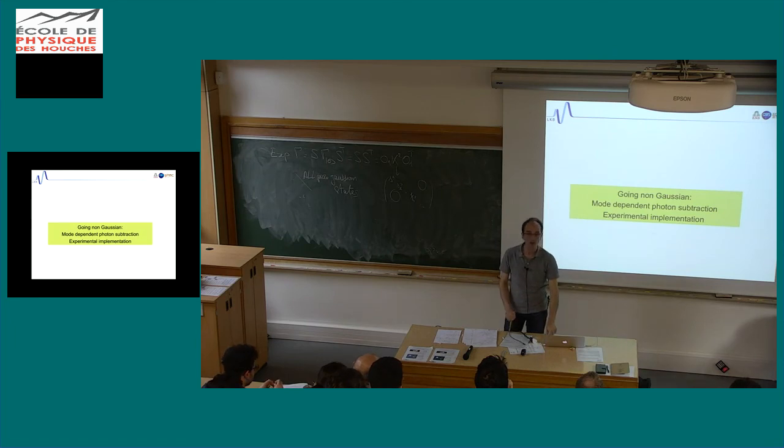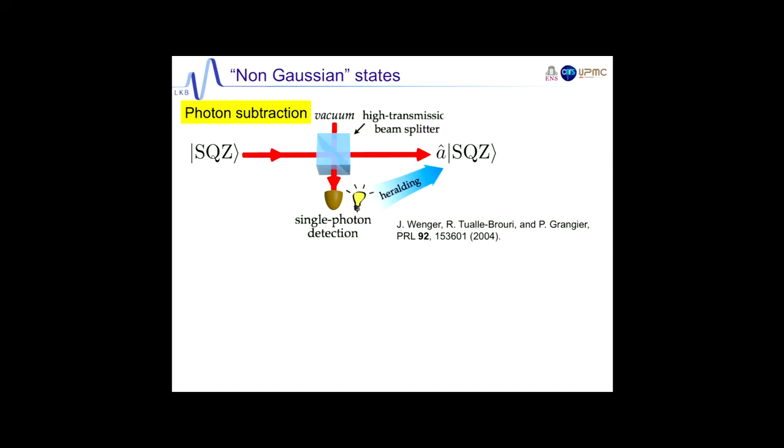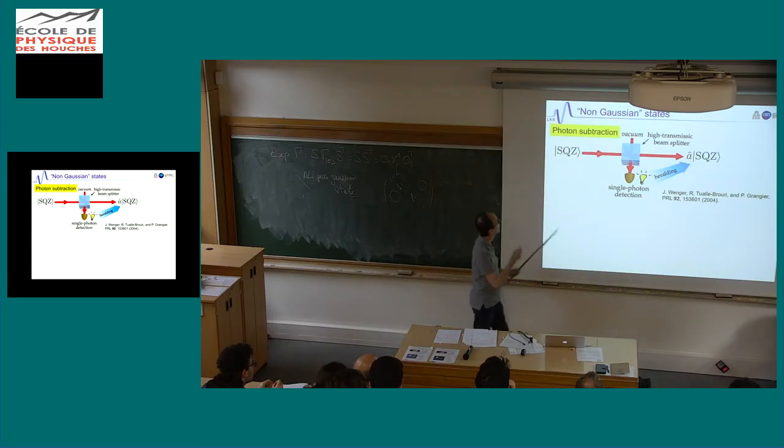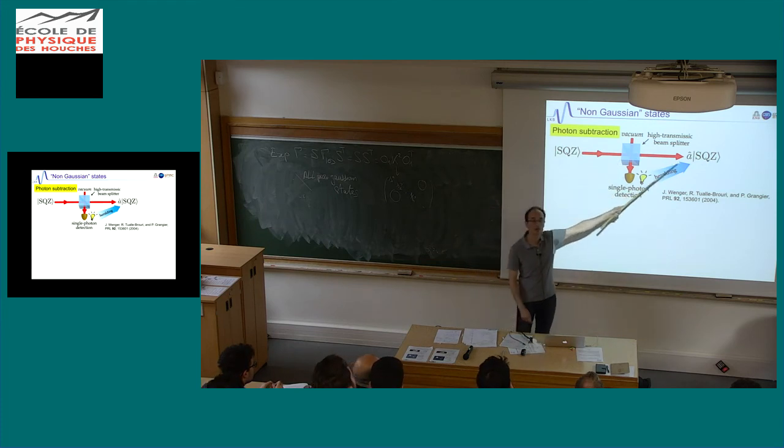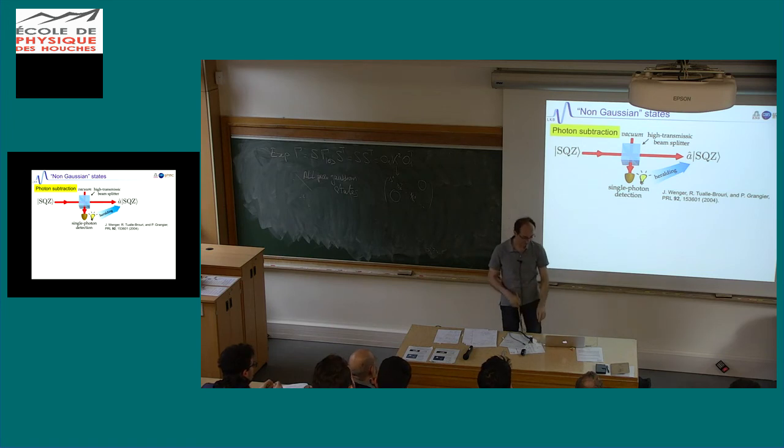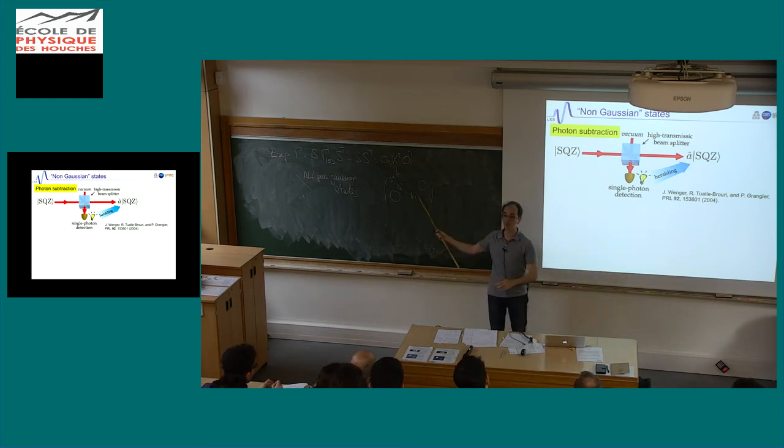So first, before I tell you how to do it, I want to tell you why it's complicated. So this is again the same thing. If you remember, I remove a photon, and I get my negative Wigner function by removing the photon from a squeezed state. So you could think naively, I take my multimode squeezing here, I put it here, and I do exactly the same. This doesn't work.